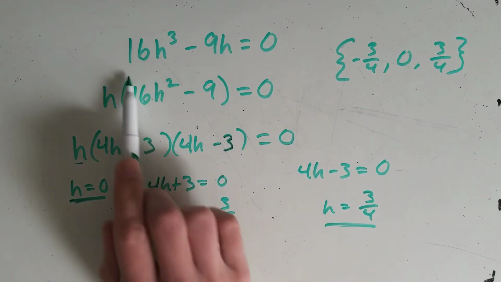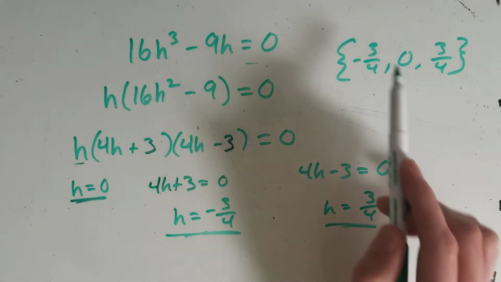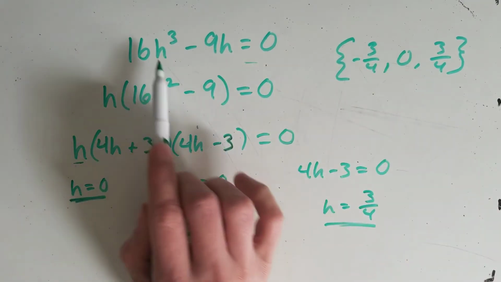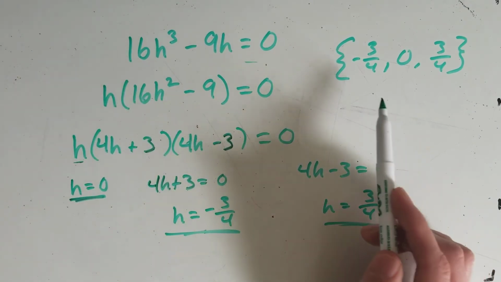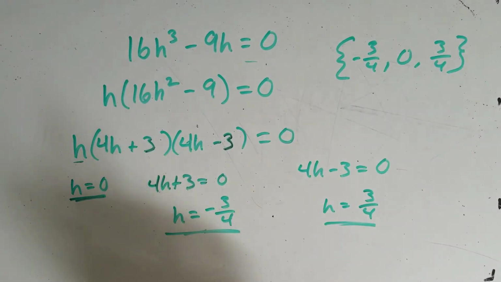And if you go back to your original equation, notice the highest degree was 3, so that means at most there's going to be 3 solutions. So we have 3 solutions here. Doesn't mean there has to be 3 solutions, but at most there could be 3 solutions, and we have those 3 solutions accounted for here.